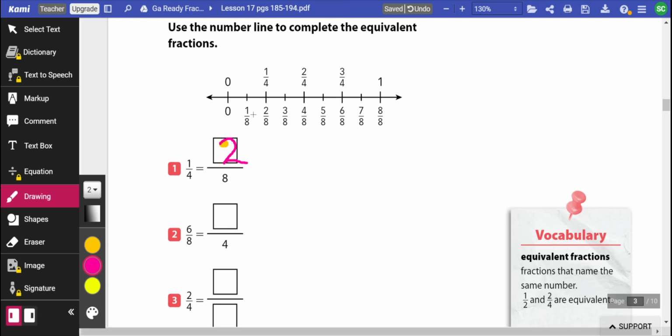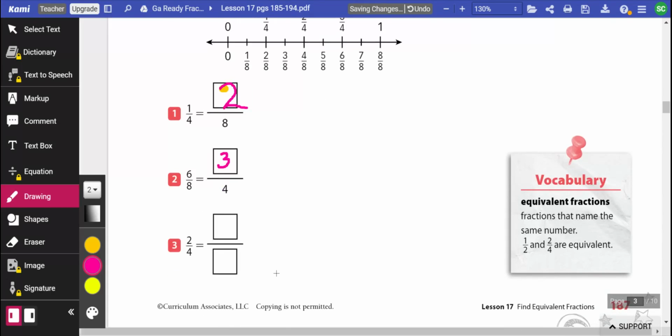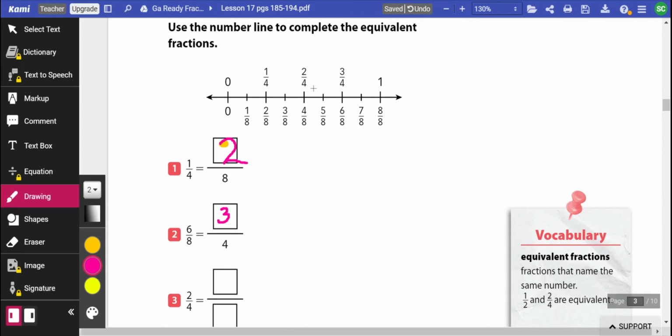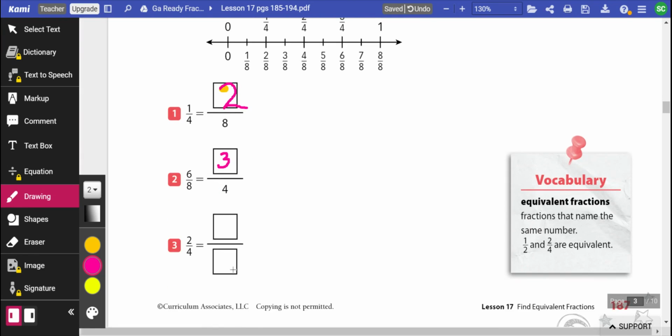Number 2, 6/8. So I look at my number line. Here's 6/8. Follow that up. The equivalent fraction is right here, 3/4. For 3, I'm looking for 2/4. So here's 2/4. Follow that on down, and my equivalent fraction is 4/8.